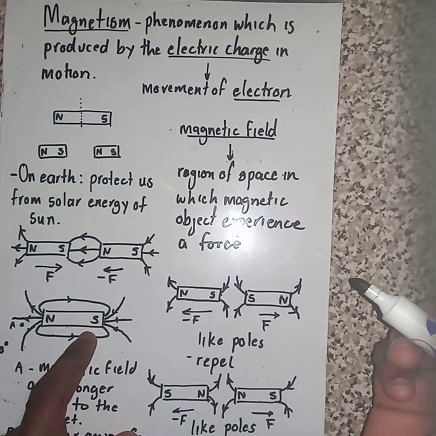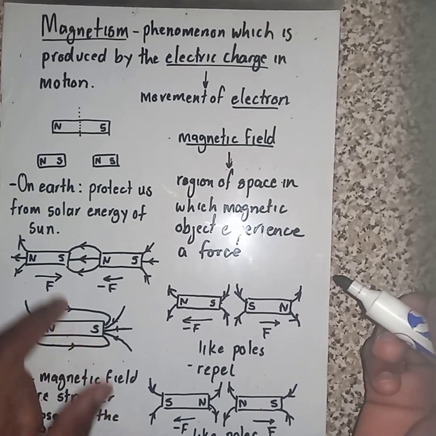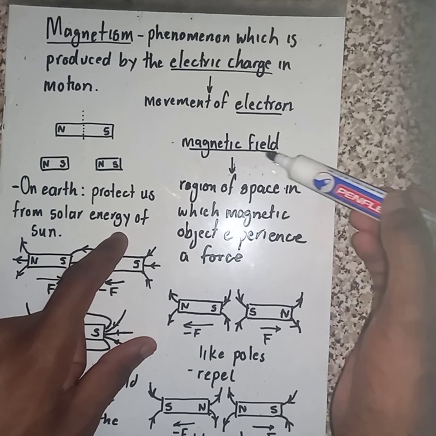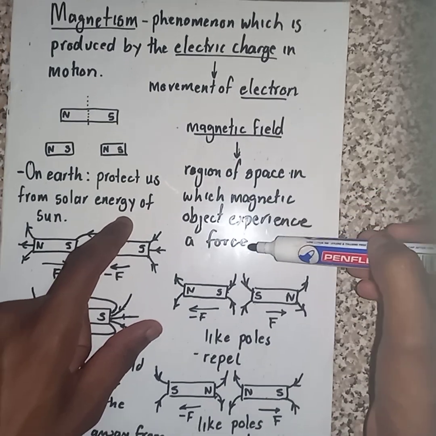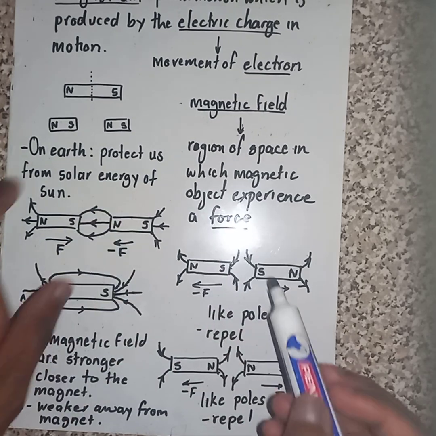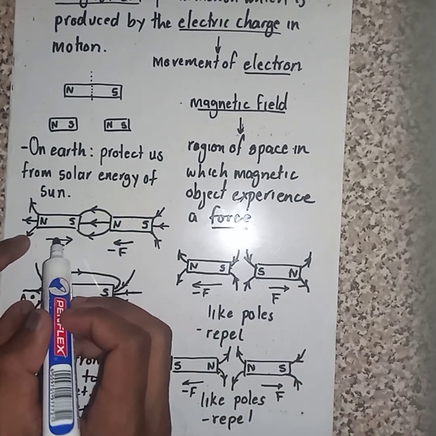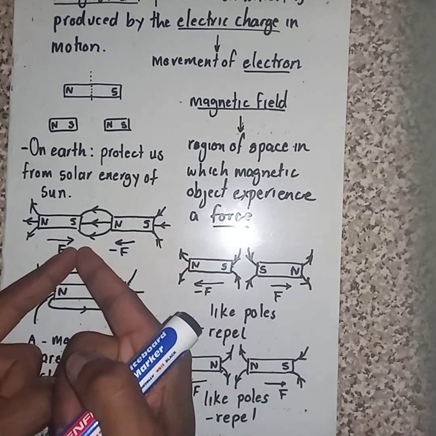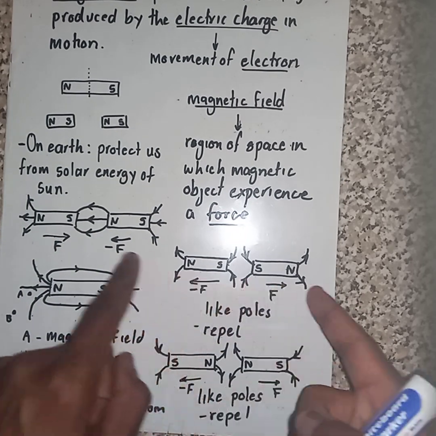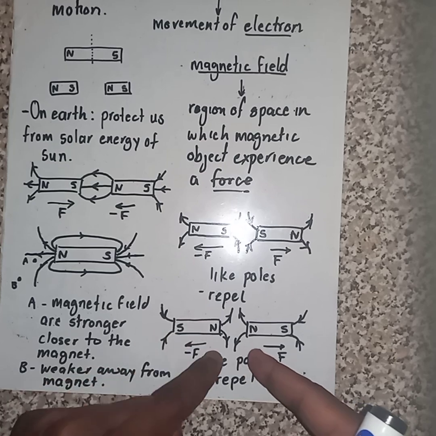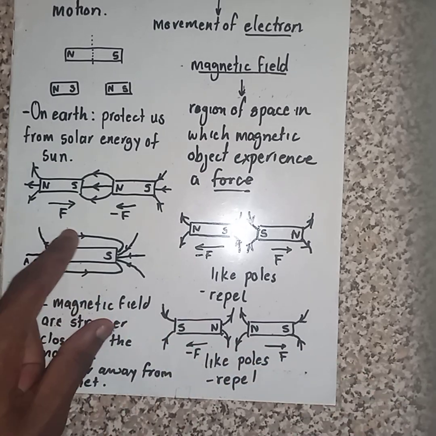Hence we said, when we were defining the magnetic field, that it's a region of space in which a magnetic object experiences a force. You see, that force is when these two now they do what? Attract. On this one is when these two they do what? Repel. Same applies to this one, they repel.